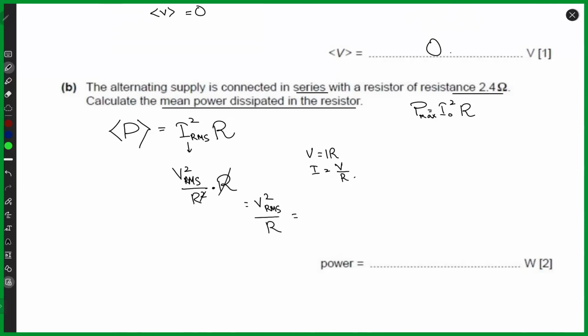And we know V r.m.s was 12 volts and R is 2.4 ohms. So you have to square 12, and this would give you 60 watts. Is that clear? Yes. Yes, sir.